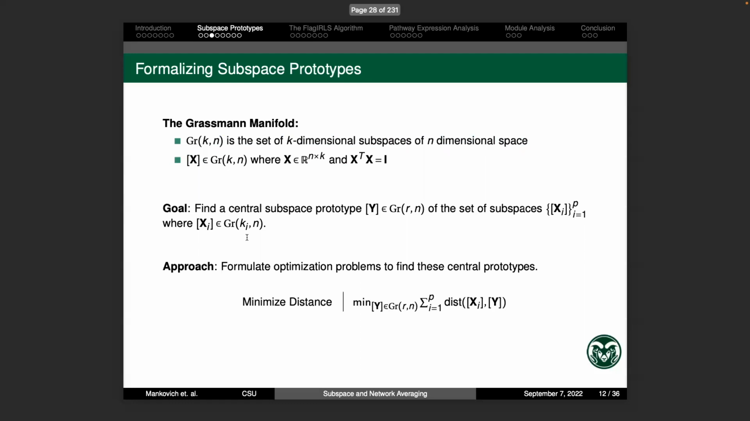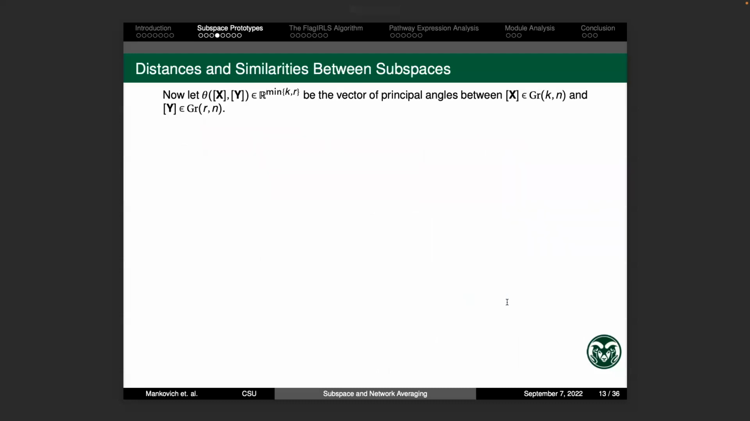And what about these optimization problems? They're going to either minimize distance between subspaces or maximize similarity between subspaces. And now we have an idea of how we're going to do this. All we need now is some sort of function that calculates the distance or similarity between two subspaces. Okay. So how are we going to do this? We're going to use this thing called the vector of principal angles. So we're using angles between subspaces to calculate distance and similarities.